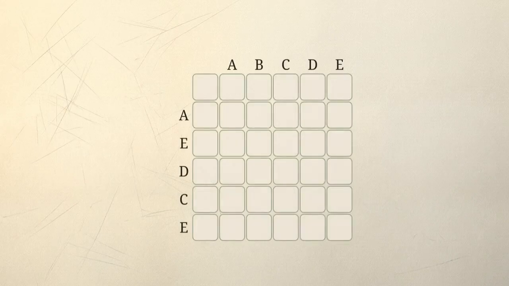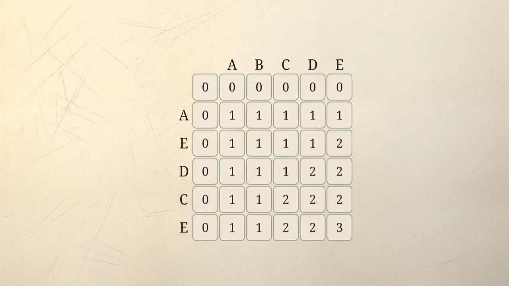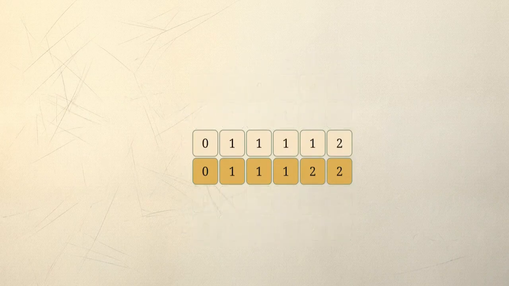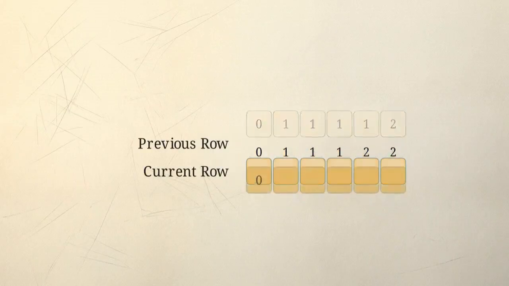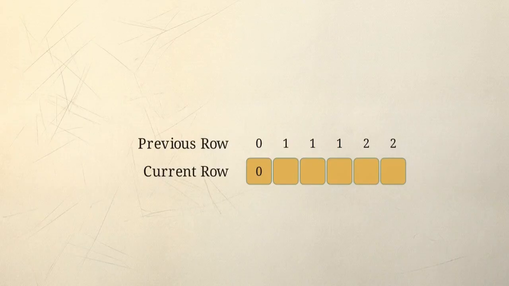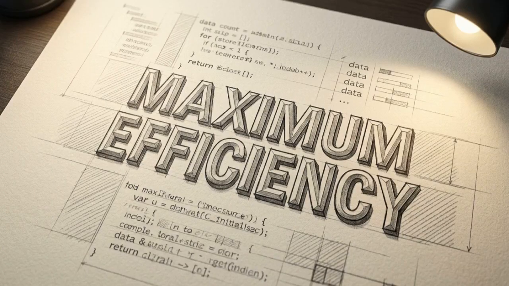This fully populated matrix solves the problem, but it requires allocating memory for every single cell. Watch what happens when we look at the data dependencies. Calculating the current row only ever requires values from the row immediately above it. Because the algorithm never looks further back than one row, storing the entire matrix is a massive waste of memory. We only actually need two 1D arrays, one for the previous row and one for the current row. Identifying this spatial reduction separates a functional solution from a highly optimized, production-ready algorithm.